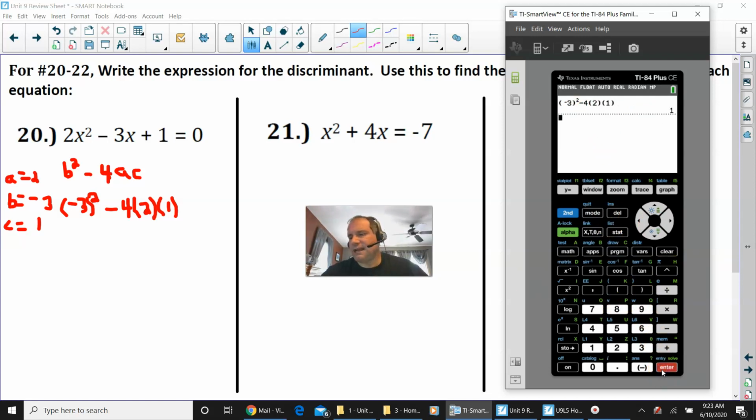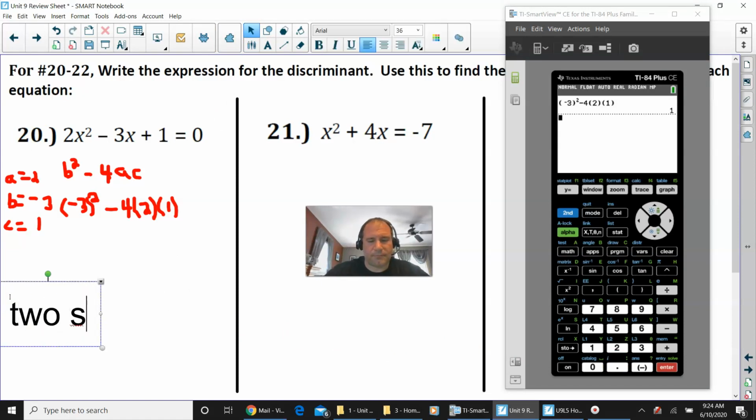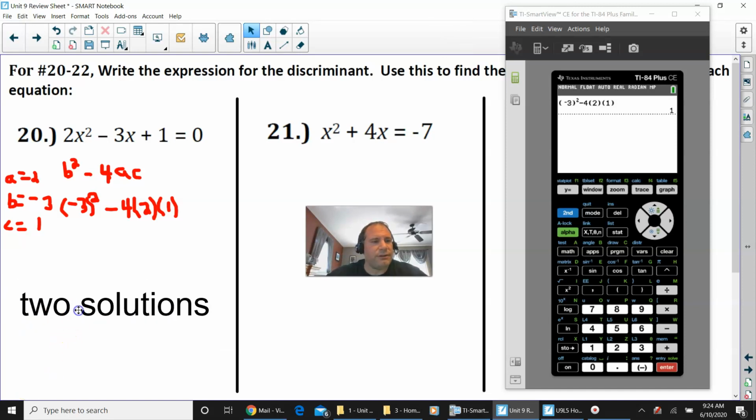So since that number is greater than 0, that means it has 2 solutions. This will have 2 solutions using that +1 as an answer. So that is 1. All right, positive number, 2 solutions.